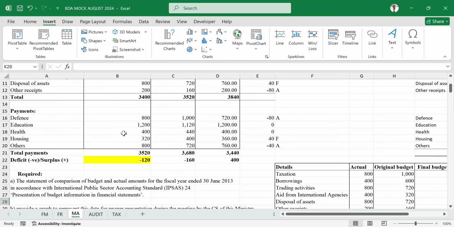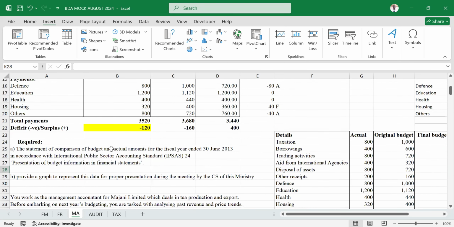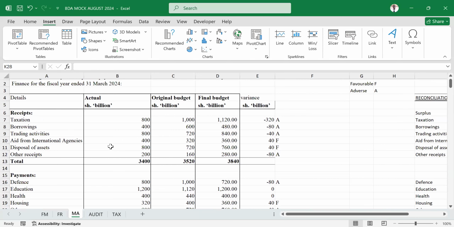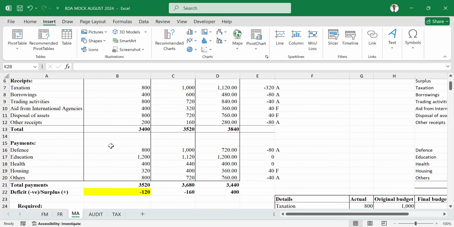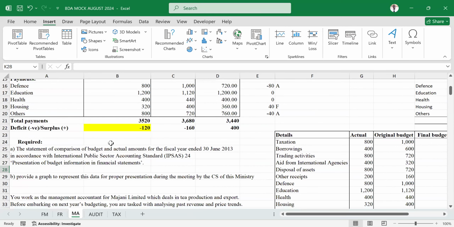Remember, at some point I asked you guys when does a deficit arise and when does a surplus arise? Remember, we are talking about budgets. When your receipts are more than your payments, in your budget, you have a surplus because you have received more than you have paid. But when your payments are more than your receipts, it means you have spent more than you have received, so you are running on a deficit. That's how we got the 120 as a deficit here, denoted by negative.